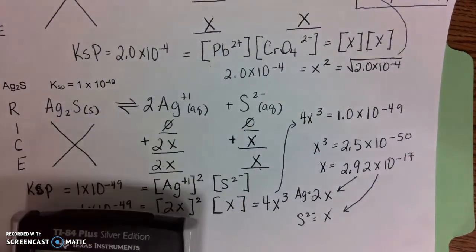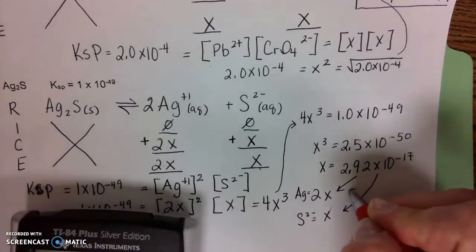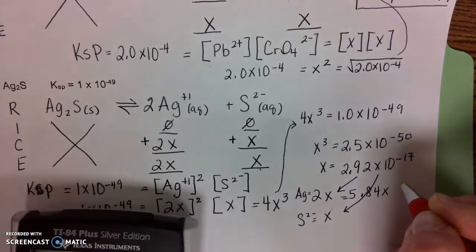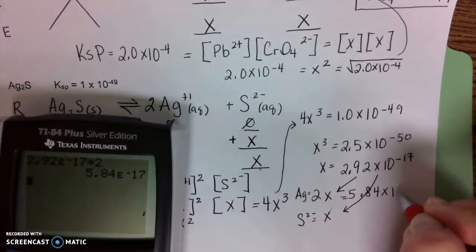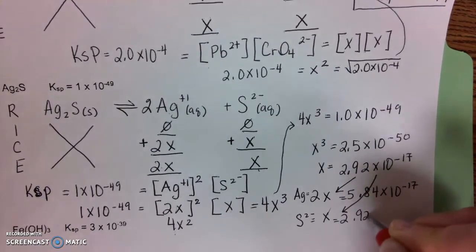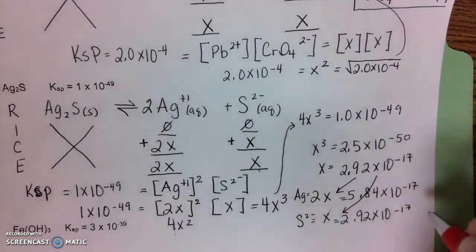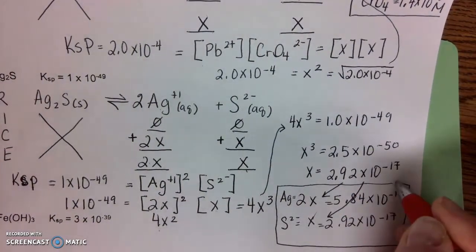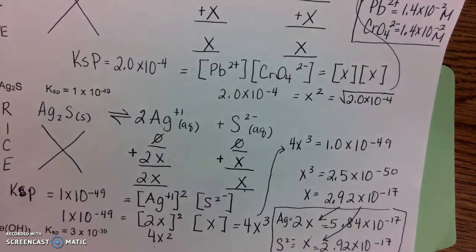So by quickly typing that into the calculator, 2.92 times 10 to the negative 17 times 2, I got 5.84 times 10 to the negative 17. And then this answer is 2.92 times 10 to the negative 17. A lot of arrows, but here's the answer. Box that in. All right, so now it's time for you guys to practice.